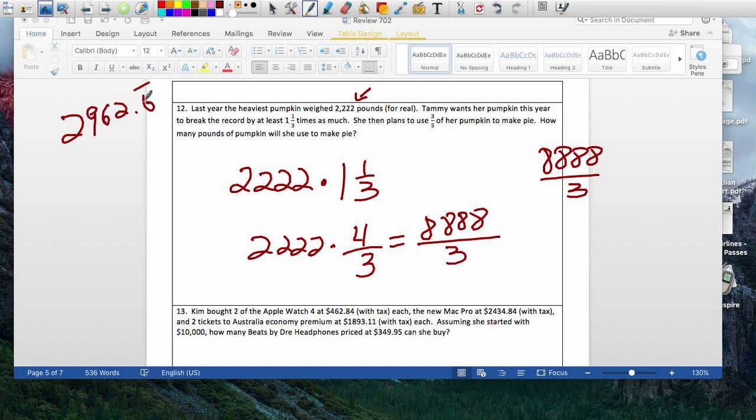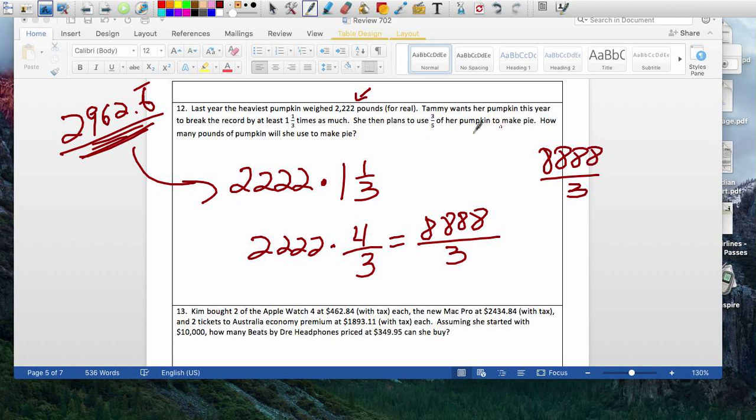Because we don't want to work with a repeating decimal, I'm just going to leave it like this. We could have changed it to a mixed number, but I'm going to have to change it to an improper fraction because I'm going to have to divide anyway. So imagine the pumpkin, which is this much, which is obviously considerably more than last year.